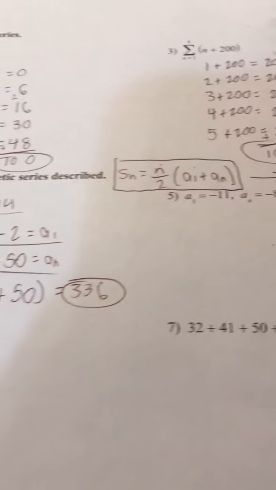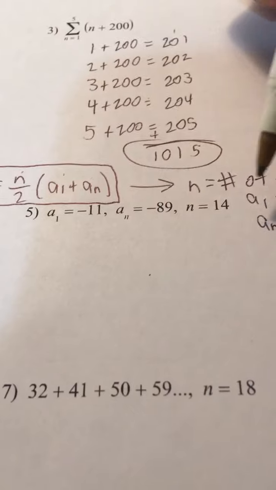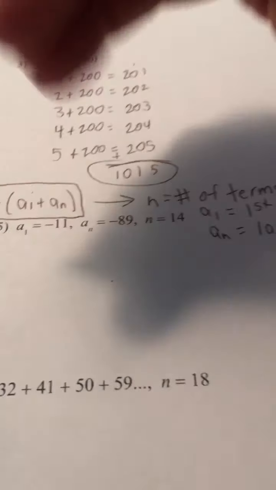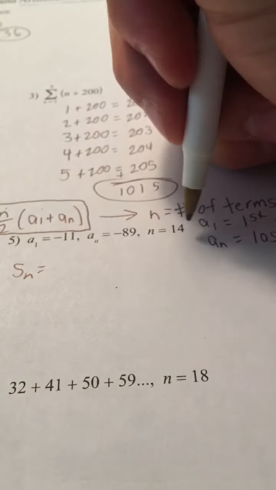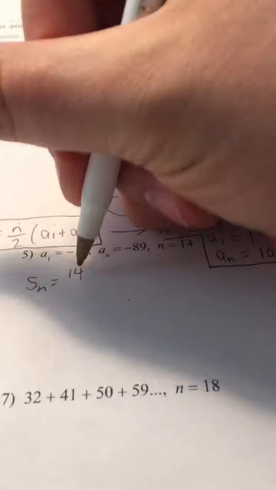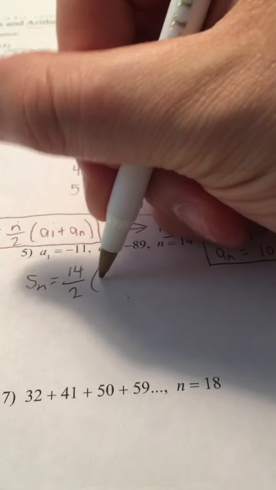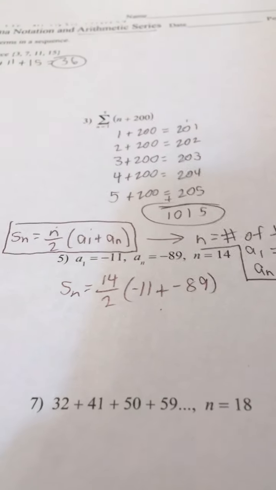Okay, 3 more problems. Stick with me. Number 5. This one is nice. It gives us everything we need for our formula. It's just a matter of plugging it straight into the formula. So the sum equals n over 2. Let me just separate this out so I don't get it mixed up with my work. 14 over 2 times A1, which is negative 11, plus AN, which is negative 89. Gives me everything I need. I just type that straight into my calculator.